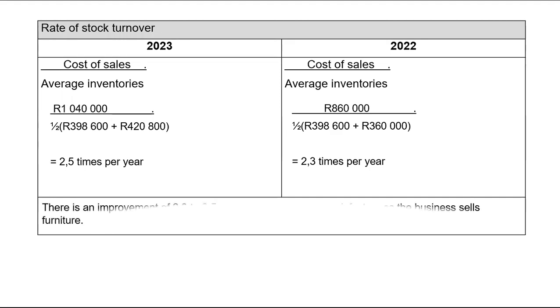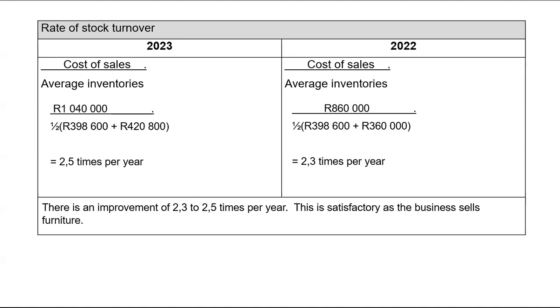This is an improvement. And as I've said, it's not guaranteed that this is good. So when I say 2.5 times, you can't say it's good. You need to look at the type of business that you've got. For instance, in the vehicle industry, if you're selling Ferraris and Lamborghinis, selling just one in a year is a huge improvement. So you need to look at the type of business you're given in a specific question to judge whether it's good or bad.